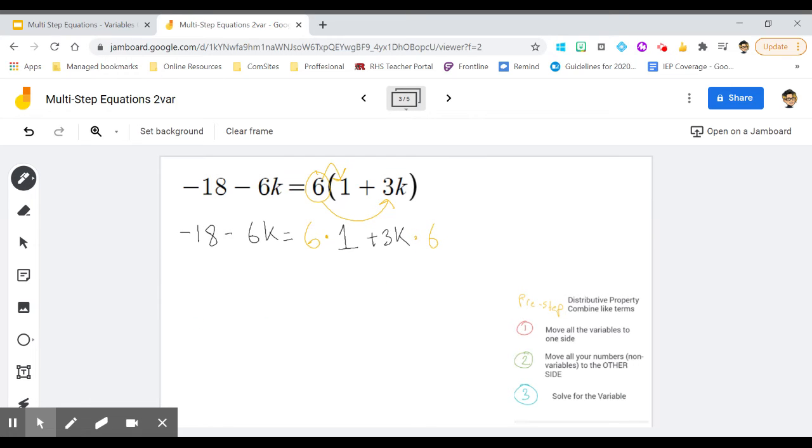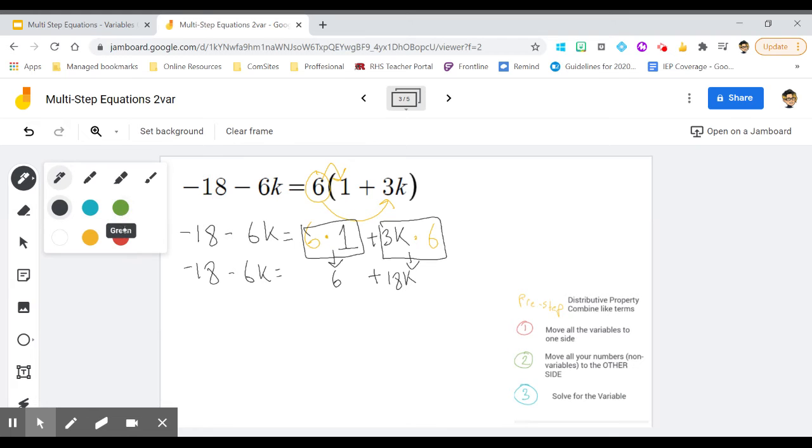So now I'm going to have negative 18 minus 6k. 6 times 1 is going to give me 6. Let's make that box a little smaller so I can actually draw my little arrow. This is going to give me 6. 3k plus 6 is going to give me plus 18k. Okay. So now I move on to my red step.